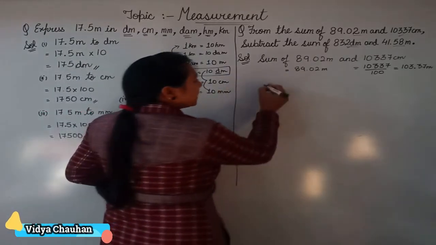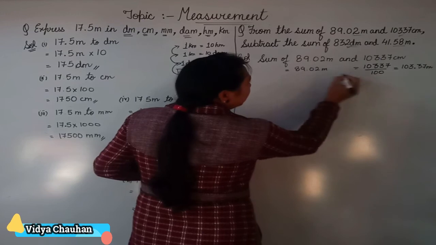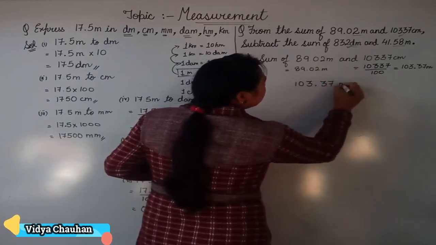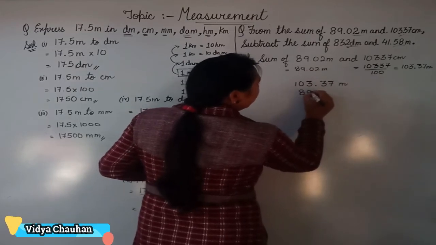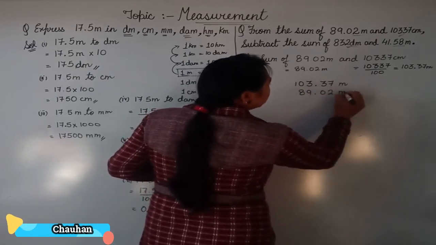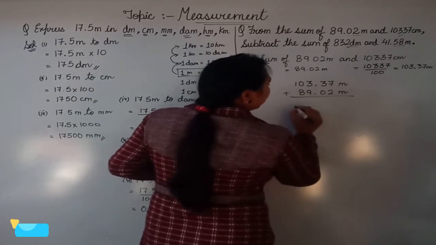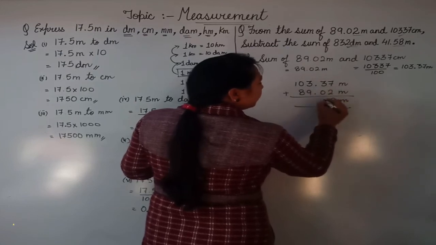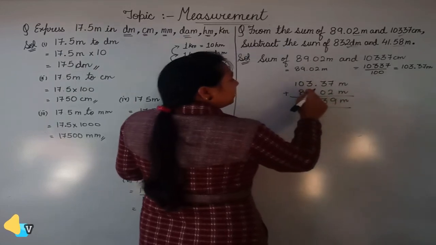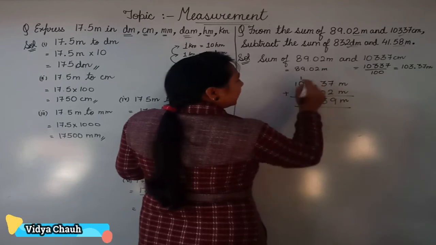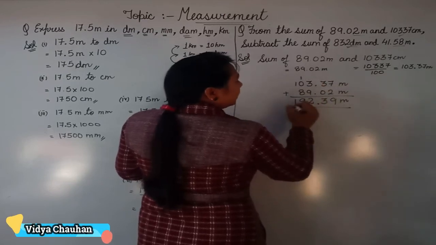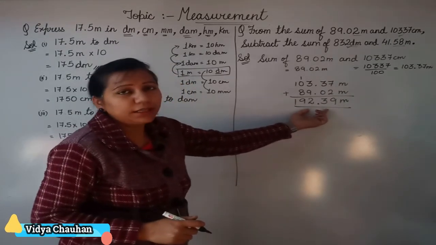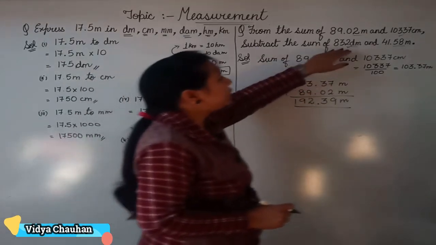Now both the values whose sum we have to calculate are in meter. So let us calculate the sum of these two values. Adding these two values, I will write 103.37 meter and 89.02 meter. Let's add up the values. 7 plus 2, 9. 3 plus 0 is 3. 3 plus 9, 12, 1 carry. 8 plus 1, 9, and 1. So the sum of these two values is 192.39 meter.